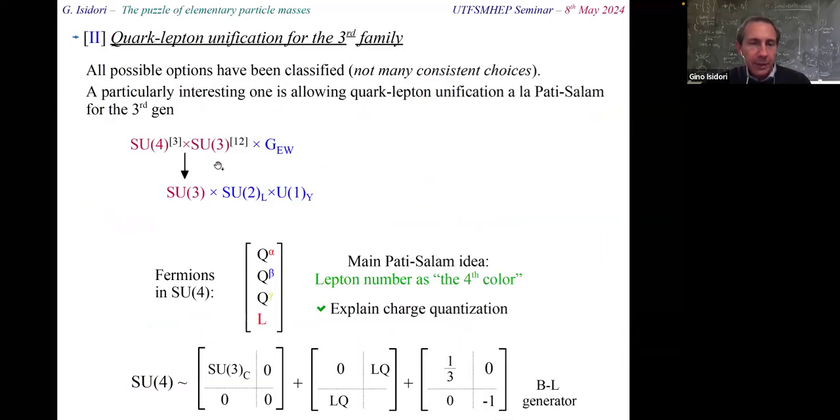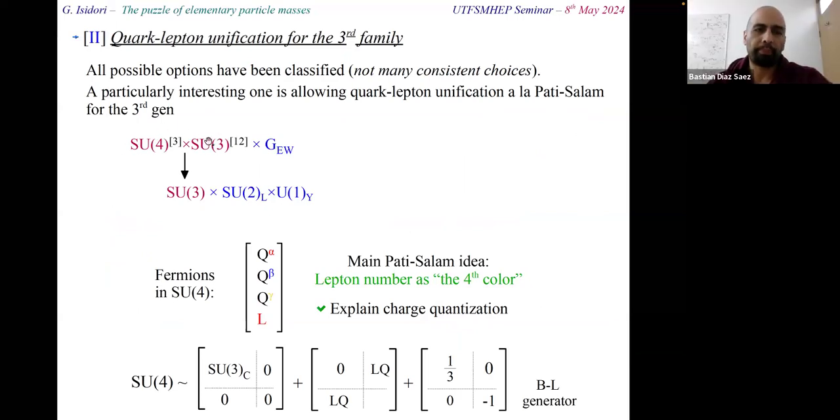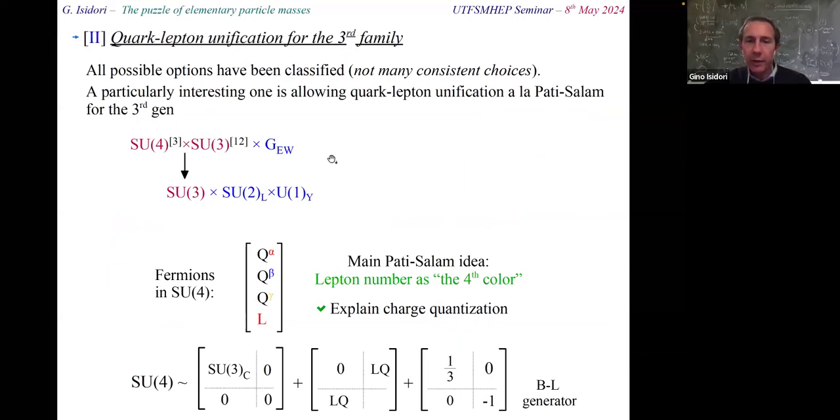this model here, for instance, I think we call it the 4-3-2-1 model. We look at two interesting classes. One is where you basically deconstruct color, and we have this SU(4). And another one is where you have SU(2) right, which is non-universal. So you have an SU(2) right for the light families and an SU(2) right for the third generation.